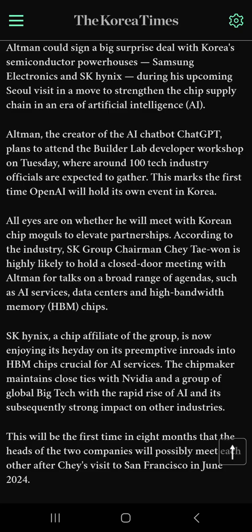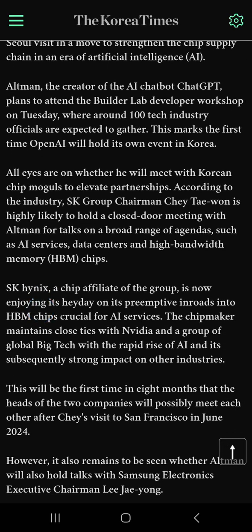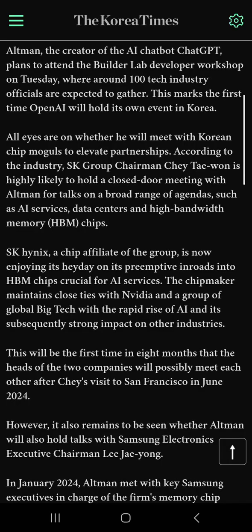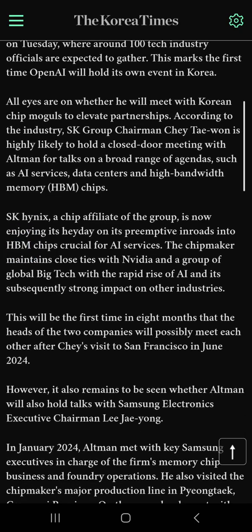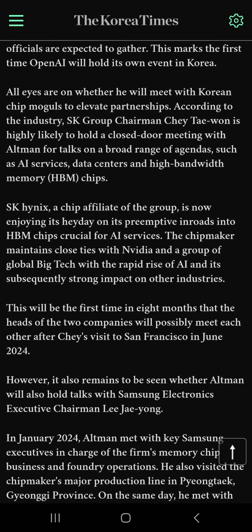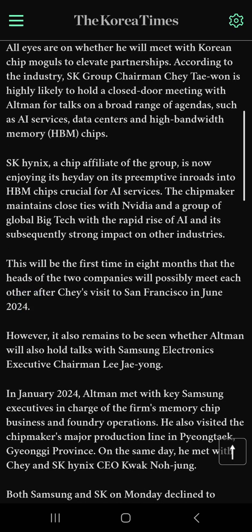According to the industry, SK Group Chairman Chey Tae-won is highly likely to hold a closed-door meeting with Altman for a broad range of agendas, such as AI services, data centers and high-bandwidth memory, HBM chips. SK Hynix, a chip affiliate of the group, is now enjoying its heyday on its preemptive inroads into HBM chips crucial for AI services. The chipmaker maintains close ties with NVIDIA, a global big tech firm with a rapid rise of AI and its subsequently strong impact on other industries.